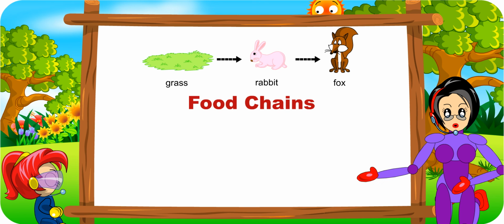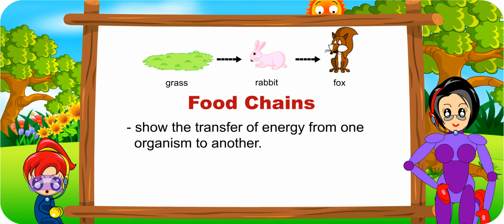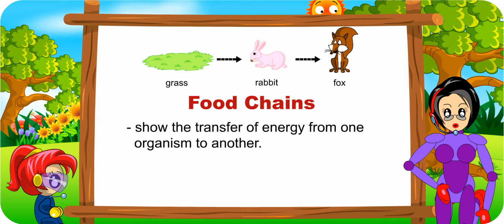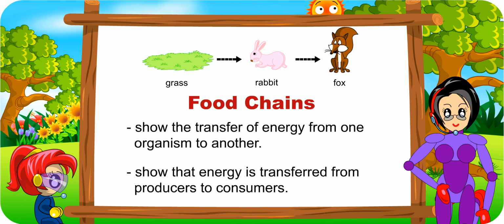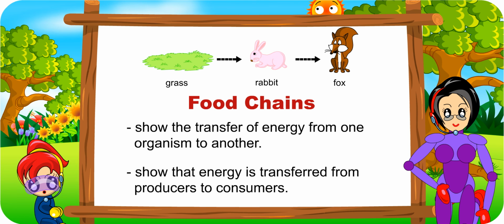Yes, the transfer of energy from one organism to another can be illustrated using a food chain. It also shows that energy is transferred from the producers to the consumers.